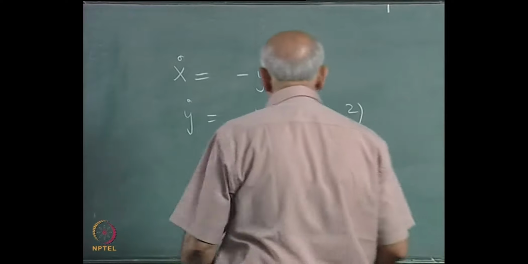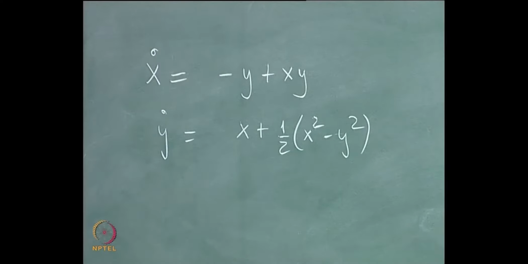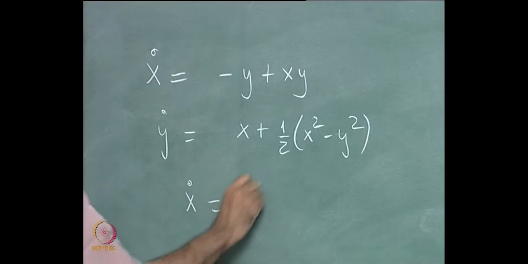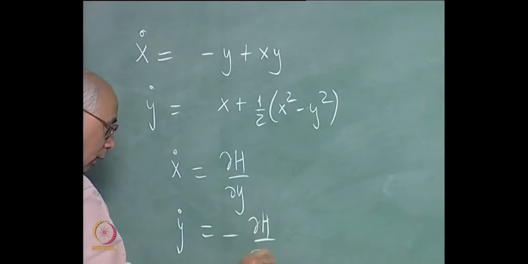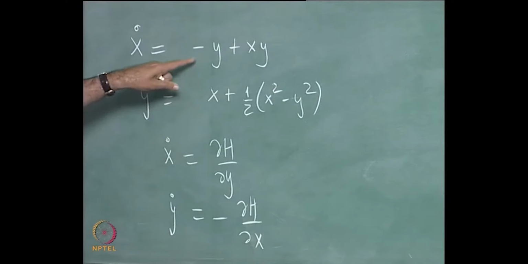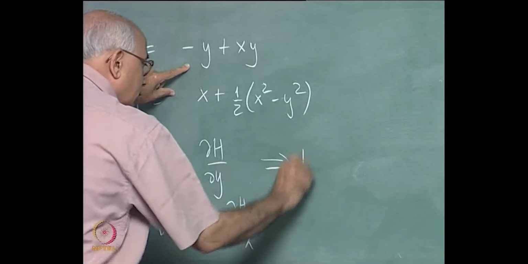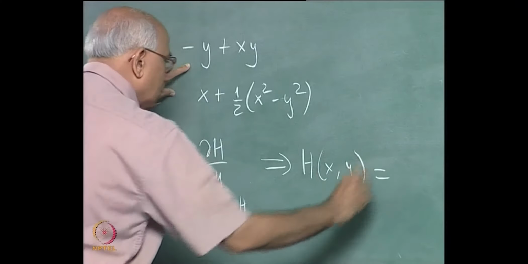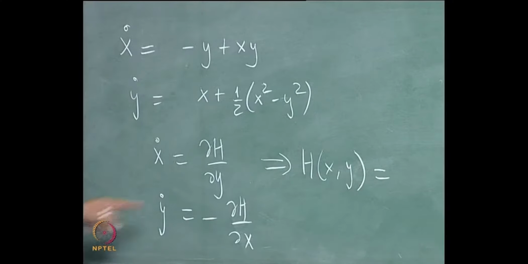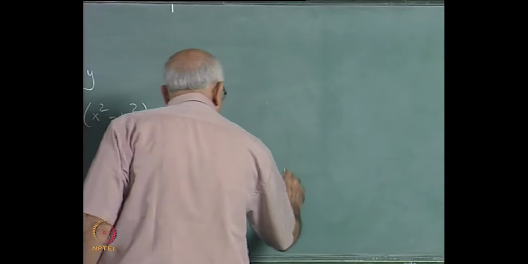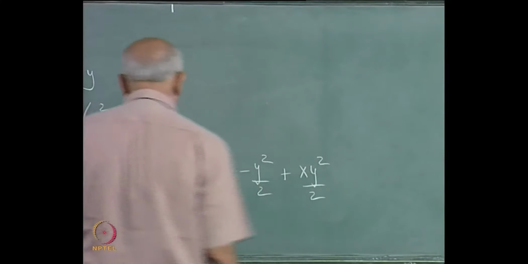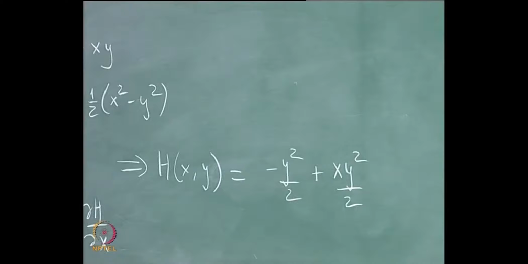Well, if this is a Hamiltonian system in which x plays the role of a generalized coordinate and y plays the role of a generalized momentum, then we should require that x dot is delta H over delta y and y dot is minus delta H over delta x. Well, if this is delta H over delta y, what would this imply for H itself? I have to integrate with respect to y. What does it imply? Minus y squared over 2 plus xy squared over 2 plus an arbitrary function of x.